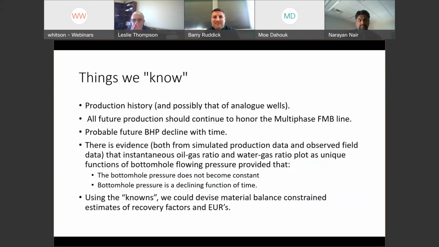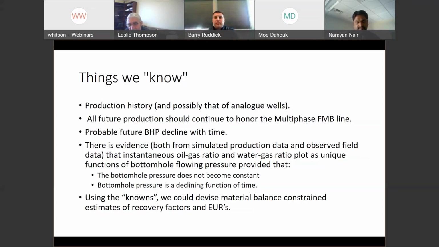So let's just talk about things that we know, or at least that we think we know. First of all, we know production history, and we know probably if there's analog wells around, we know the production history of those wells as well. If we have production data today and that plots on a material balance line, a flowing material balance line, we expect that tomorrow's data will also plot on that line. So any future production that we have, if everything works correctly like we said it should, that data should continue to fall on that Multiphase FMB line.